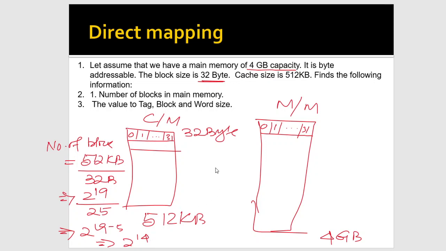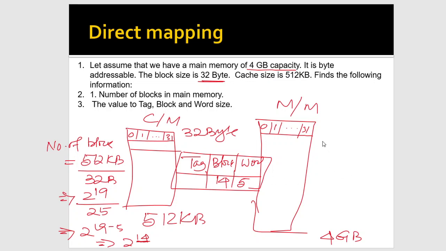So the block address. Finally the cache address will be represented through my tag, then block, then word. What information have I got so far? The word size is 32, which means the number of bits required is 5. The total number of blocks is 2 to the 14, so the bits required to represent the block is 14. And what is the tag size? I have to compute the tag size.